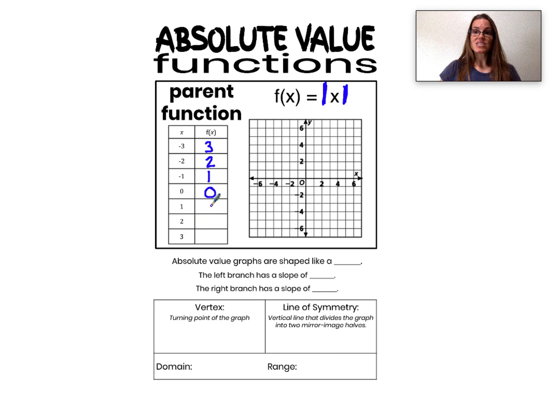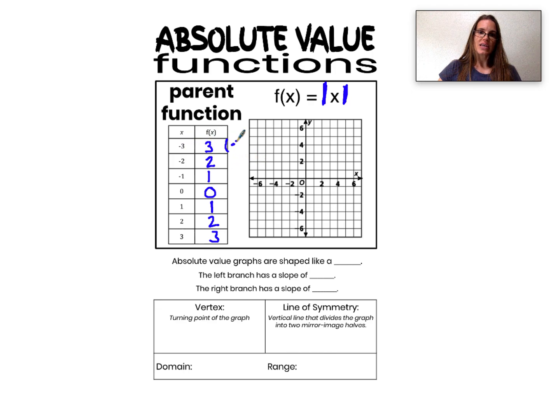The absolute value of +1 is +1. The distance 1 is from 0, 1. Absolute value of +2, 2. Absolute value of 3 is 3. Now each of these rows gives me an ordered pair that I can plot.